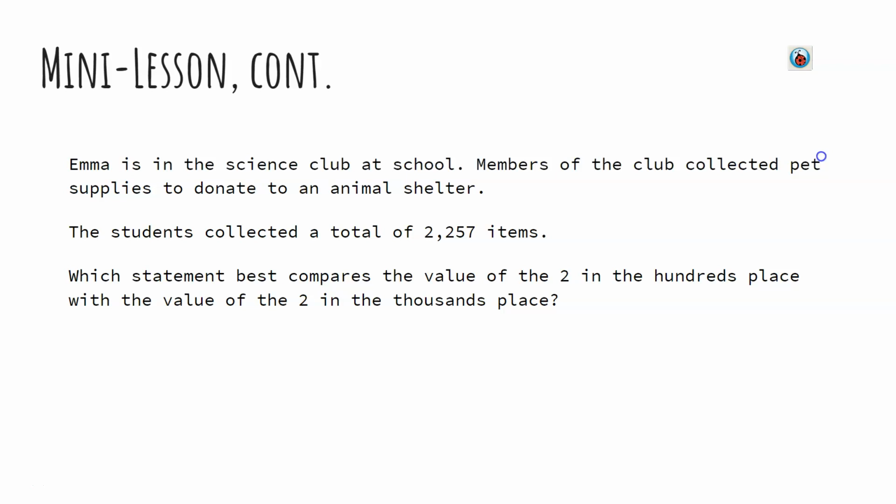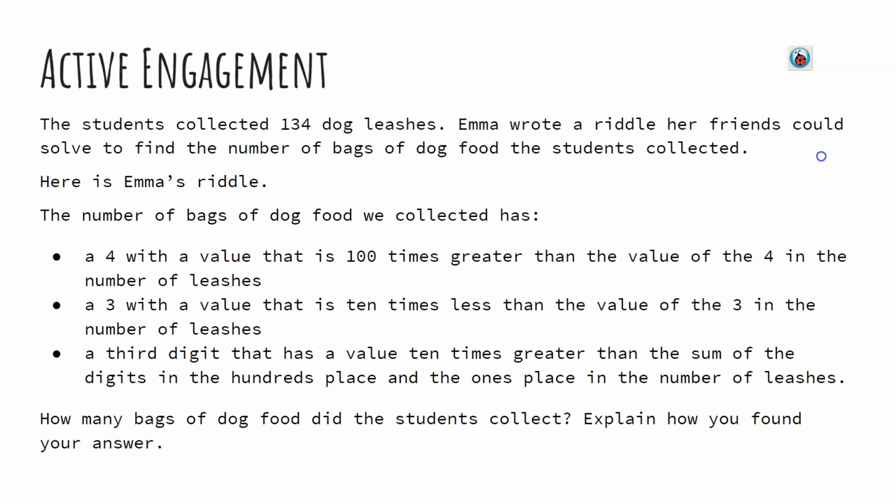So we're still talking about the Science Club. They now have collected 134 dog leashes. Now if we were doing this word problem on paper, I would have you underline or circle that 134 dog leashes. I'm going to go ahead and write it on my paper. Again, I'll show you that in just a second. Emma wrote a riddle her friends could solve to find the number of bags of dog food the students collected. So we know that they have 134 leashes, but we've got to figure out how many bags of dog food. Okay, so there's 3 parts to this riddle.